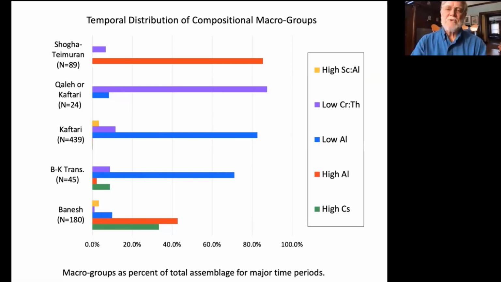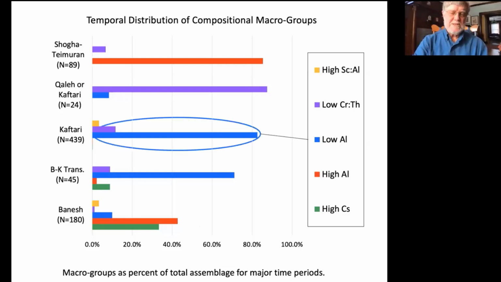Kale has low chromium and thorium, and Shoga-Tameron, let's just ignore Shoga-Tameron for now. These are surface collections from the southeast end of the valley, and I think the regional clays available down there are different than the regional clays for the northwest side of the valley. But the importance of this map is that 80% of the Kaftari ceramics fall into the low aluminum group, and that the Banesh ceramics are more or less equally divided between the high cesium and high aluminum group. So there's the Kaftari.